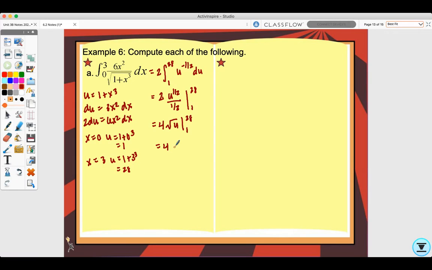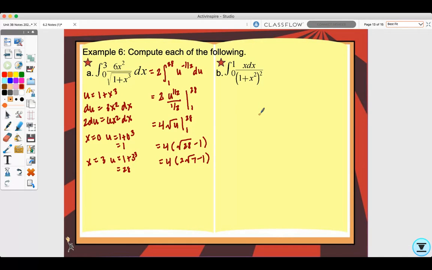So this would be 4 times the square root of 28 minus 1. And you can just leave it like that. If you really want to, you could rewrite it as 4 times 2 square root of 7 minus 1. But it's fine leaving it as the square root of 28, which is 4 times 7, and the square root of 4 is 2.